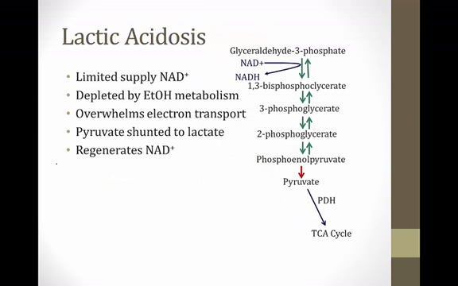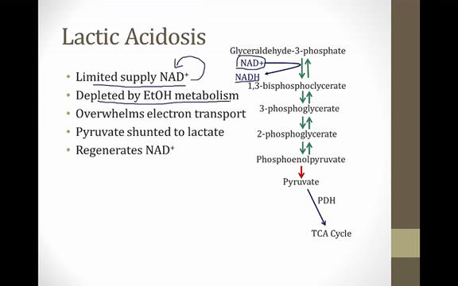Now let's talk about why alcoholics develop lactic acidosis. A very important biochemical principle for you to understand is that there is a limited supply of NAD+ inside of cells. So when NAD+ gets converted into NADH, the NAD+ must be regenerated in order for normal metabolism to proceed. For example, this step in glycolysis requires NAD+, so if all the NAD+ is tied up in NADH, glycolysis will not be able to proceed normally. Now, as we saw a few slides ago, NAD+ is depleted by ethanol metabolism.